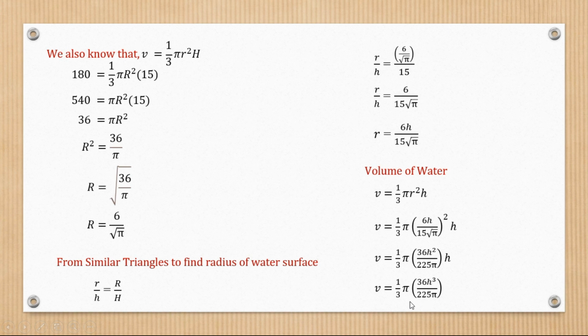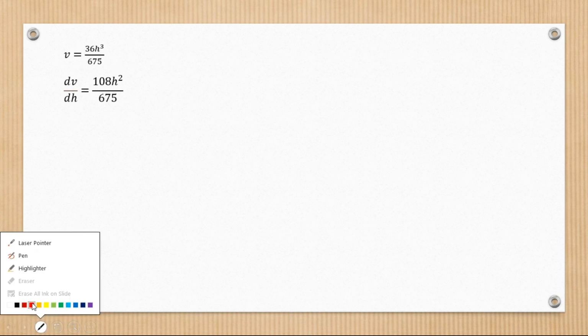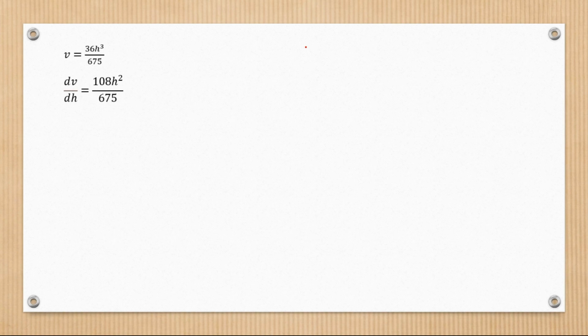Now you can see that when I multiply this to this, the pi values will cancel and I'll have 225 times 3, which will give me 675. So I have V being equal to 36h cubed over 675. Now I differentiate that and I have dV/dh being equal to 108h squared over 675. Now this shall be very useful in the final chain rule, so you just have to remember that. But this is the formula for volume that we've actually now derived.